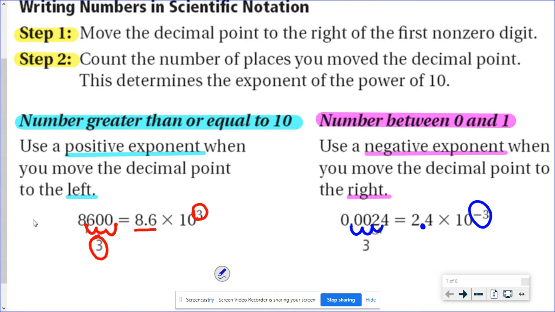Again, I mentioned in the last lesson, I don't want you to have to memorize moving left or right. I want you to be thinking, if it's a small number, I get a negative exponent. If it's a big number, I get a positive exponent.